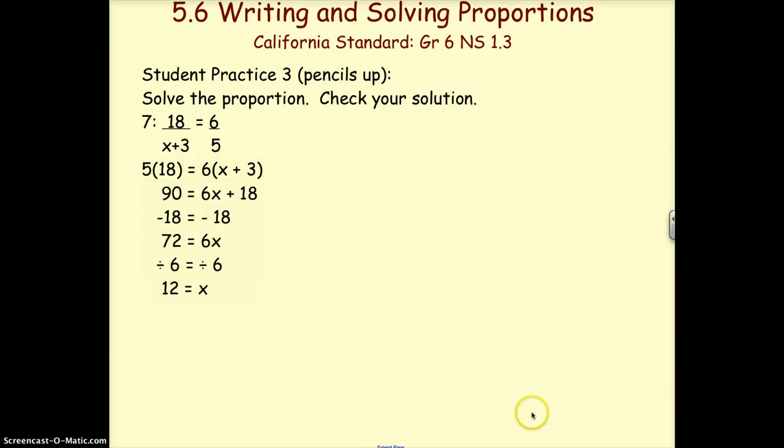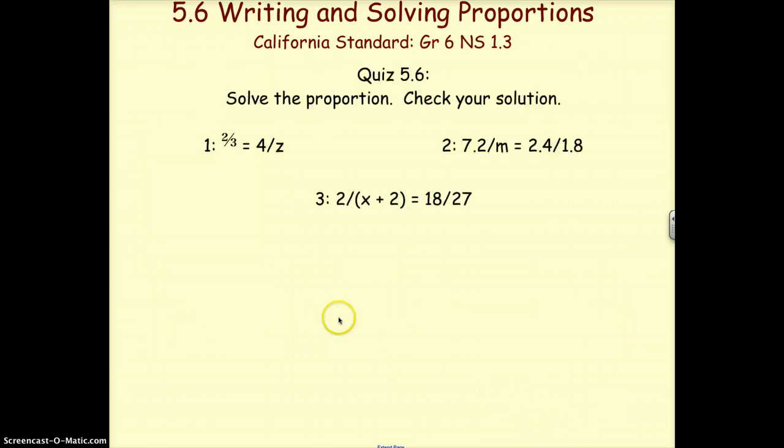Let's go ahead and take a look at the quiz. Number 1, 2/3 equals 4 over z. I don't know why the computer turned this one into a fraction and not this one. But remember, you're cross multiplying. Number 2, same thing. You're still cross multiplying. You do have those decimals.